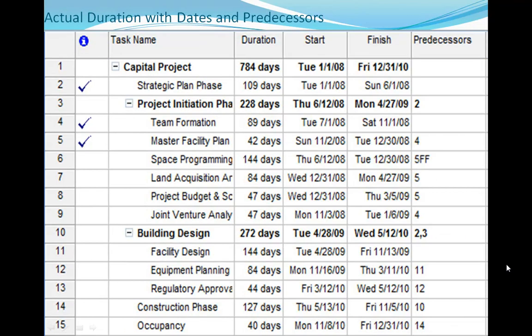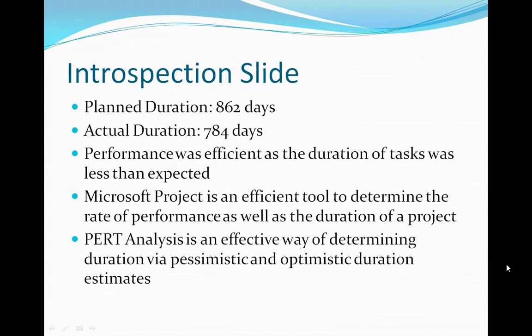This last chart is a summary depicting the actual duration for each task, its start and finish dates, and the predecessors for each task. In conclusion, since the actual duration was 784 days, which was shorter than our planned duration of 862 days, this means that the tasks were finished faster than planned, and thus the performance in completing the project was efficient. Microsoft Project and specifically PERT analysis are effective and efficient ways of determining the rate of performance by comparing planned and actual duration times.